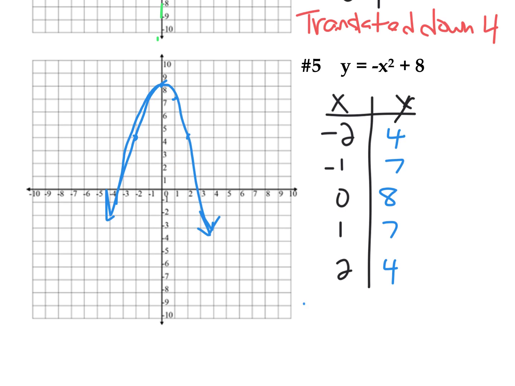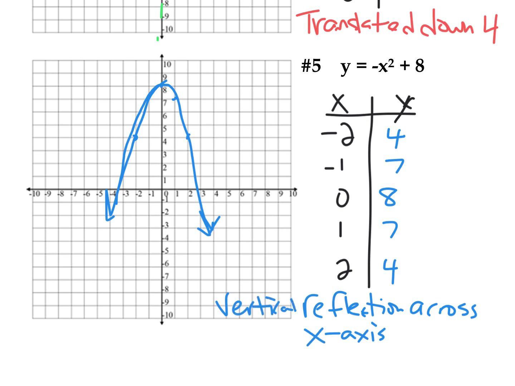So it's a reflection across the x-axis. That's also called a vertical reflection. So vertical reflection across the x-axis is flipped down over the x-axis, and it's translated up 8, right? So it's translated up 8. So that's the comparison part. That's how it could compare to the normal parent graph of just y equals x squared.